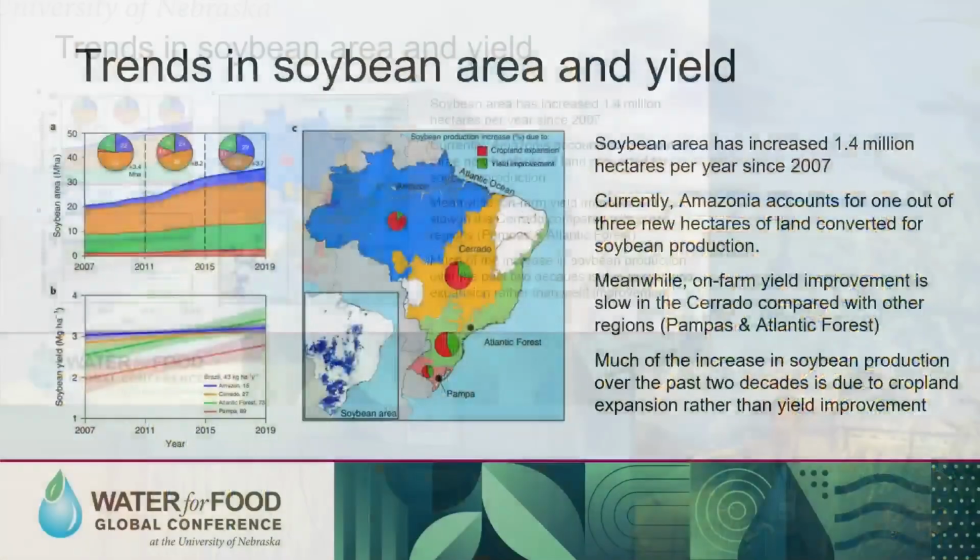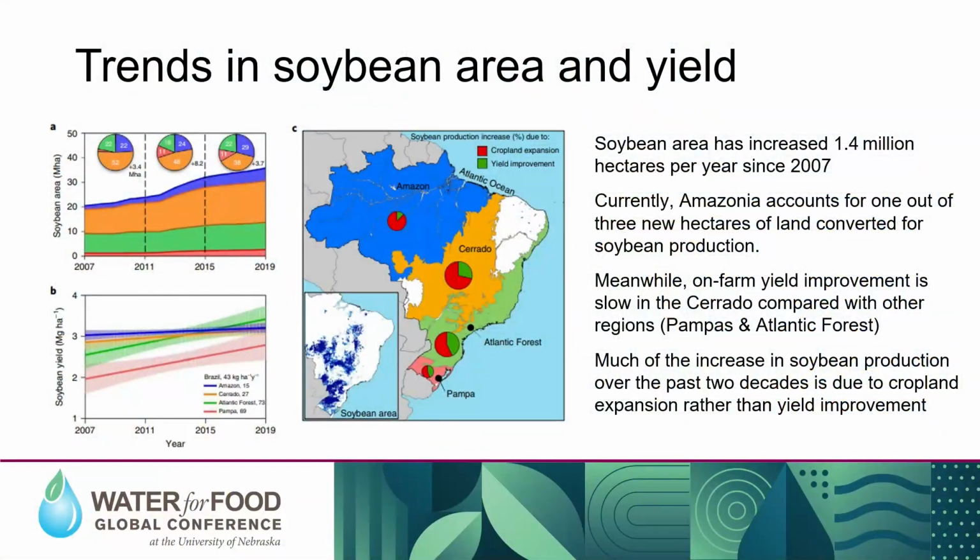Okay, so let's take a look at the recent trends in yield and area of soybean in Brazil. The figure on the upper left-hand side shows the soybean area between 2007 and 2019. The area is disaggregated by region. In blue is the area that comes from the Amazon, the orange is the area that comes from the Cerrado, the green from the Atlantic forest, and the red portion is from the Pampas.